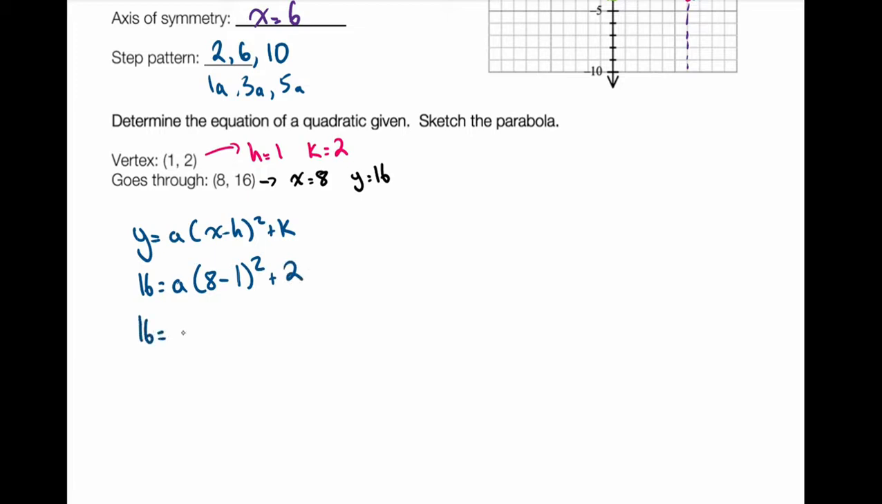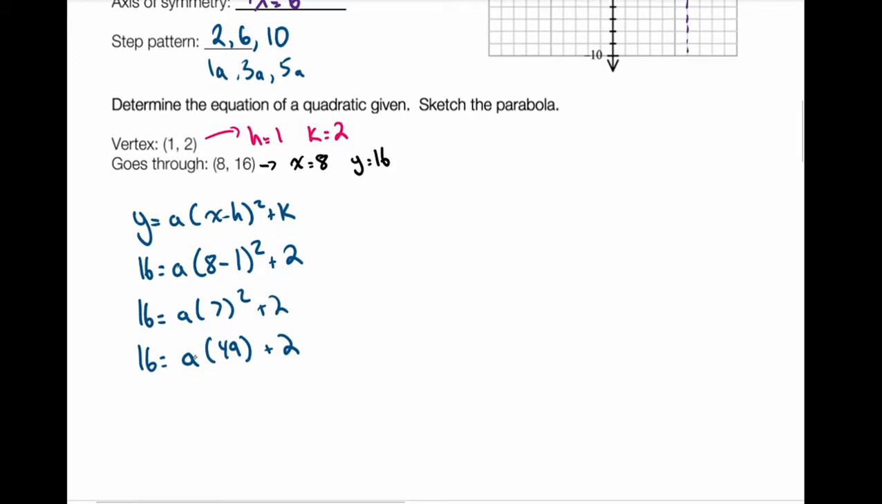I'm going to solve my bracket first. So 8 minus 1 is 7, squared plus 2. 16 equals a times 49. This is 7 squared, or 7 times 7 is 49, plus 2. I could also rewrite this as just 49a, or a times 49, same thing. So 49a plus 2 equals 16.